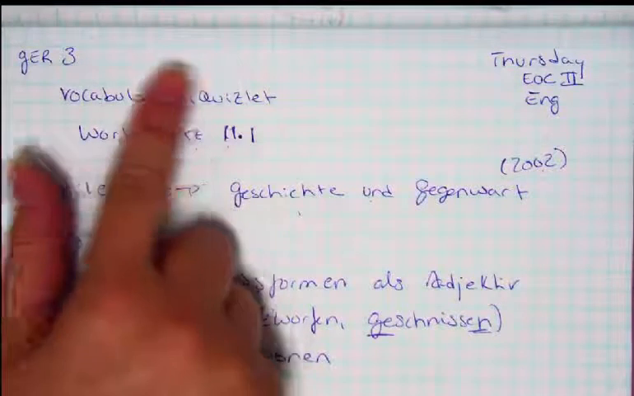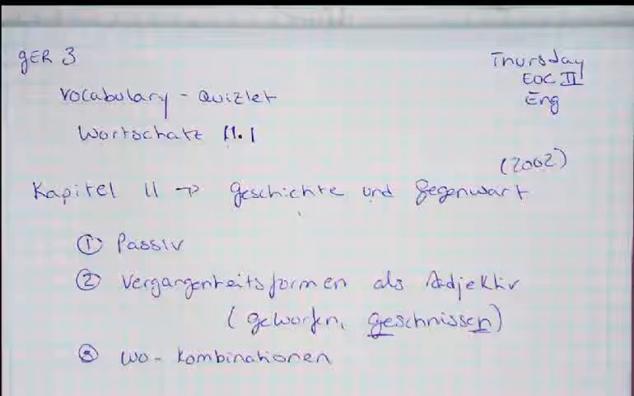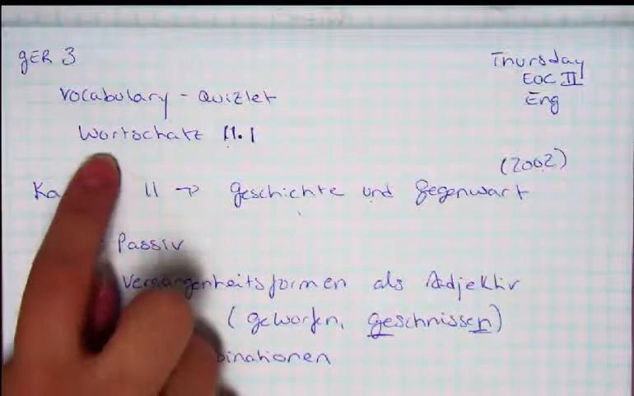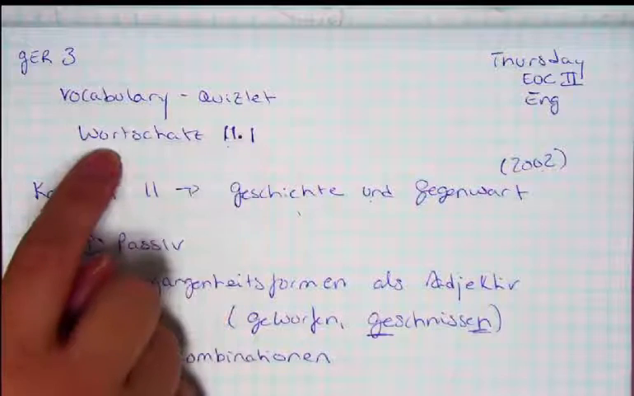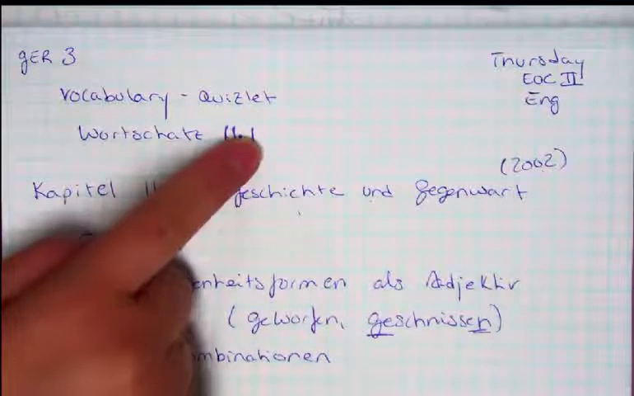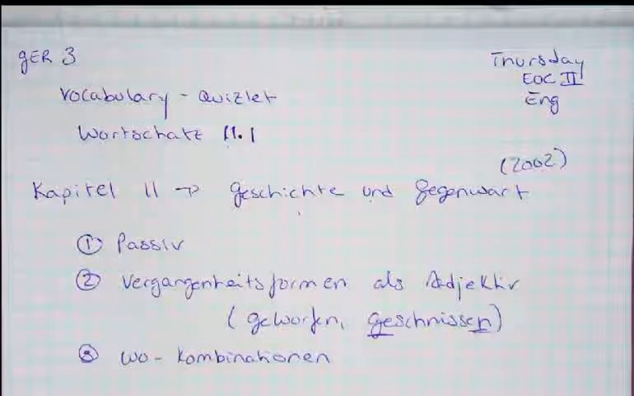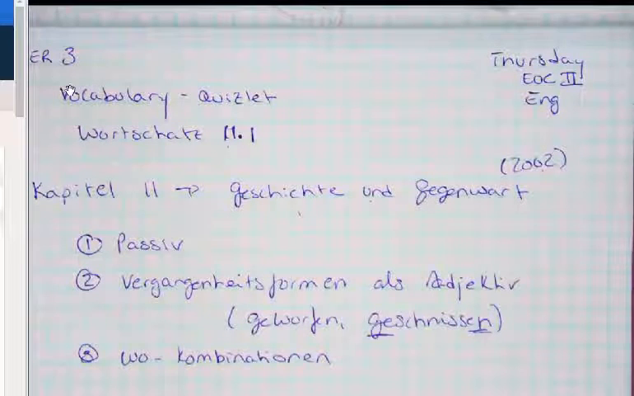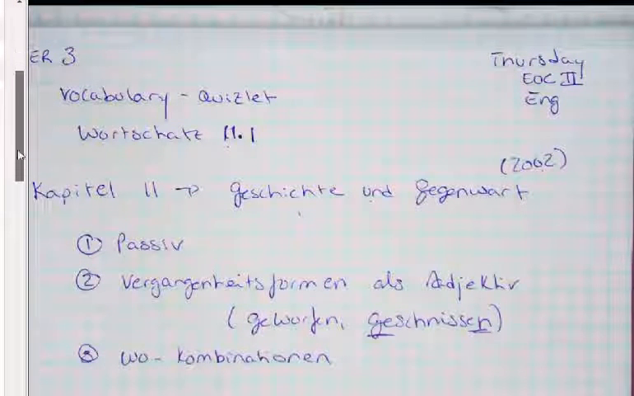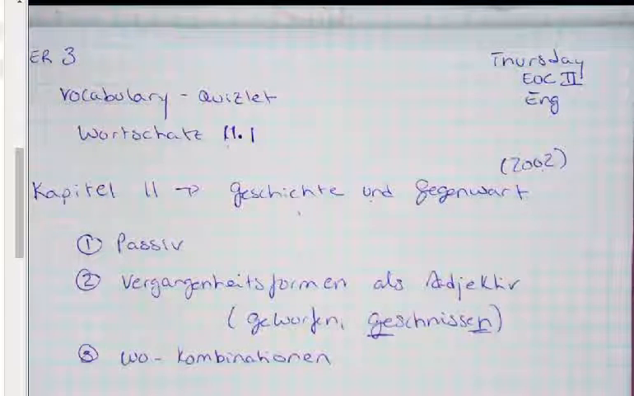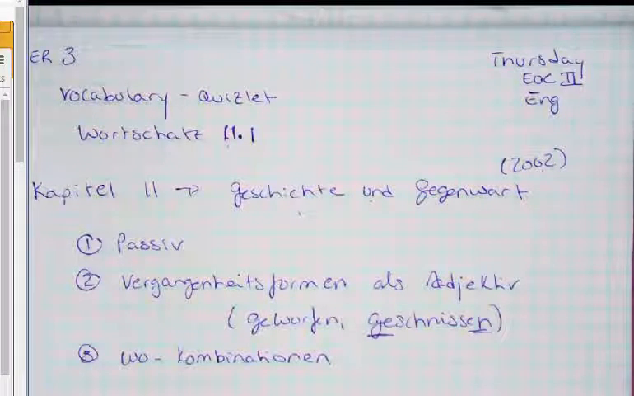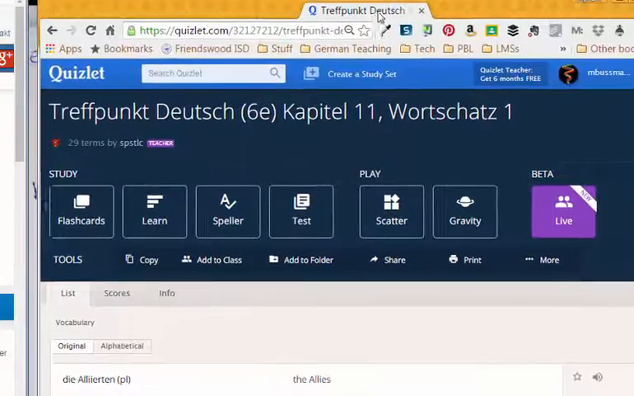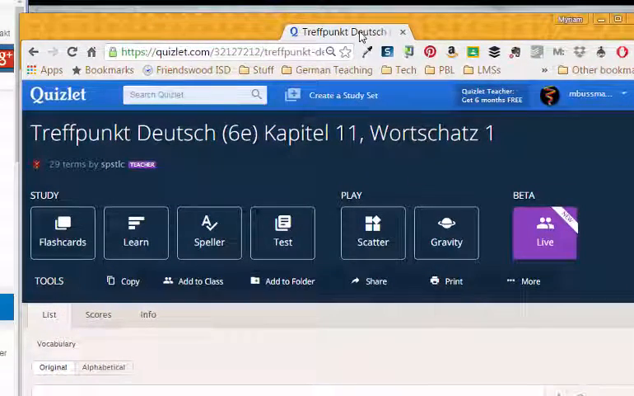All of the vocab for this is already on Quizlet. It is titled Treffpunkt Deutsch, Kapitel 11, Punkt 1, Wortschatz 1, so Wortschatz 11.1. So find Kapitel 11 and then number 1. Let me show you what it looks like. It looks like this. So ignore the 6e, you're not going to have that, but Treffpunkt Deutsch, Kapitel 11, Wortschatz 1. That is what it's going to look like.